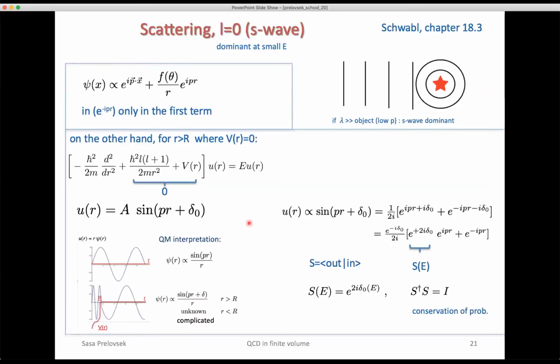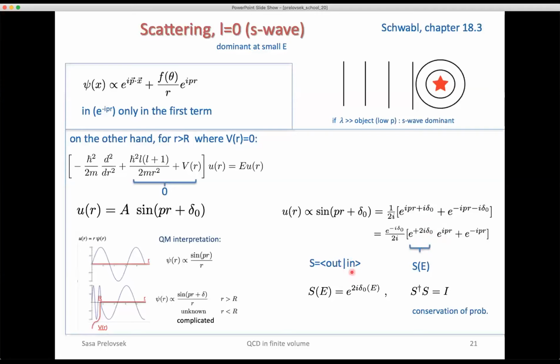Now let's see this wave function in another way. You can decompose the sine in this way, and then you can pull out this prefactor and you get a circle wave out and a circle wave in. And there is this piece in front of this piece, which is actually the scattering matrix. If the phase shift is zero, this will be one. This tells you that nothing actually happened. So the phase shift is telling you whether something really happened.